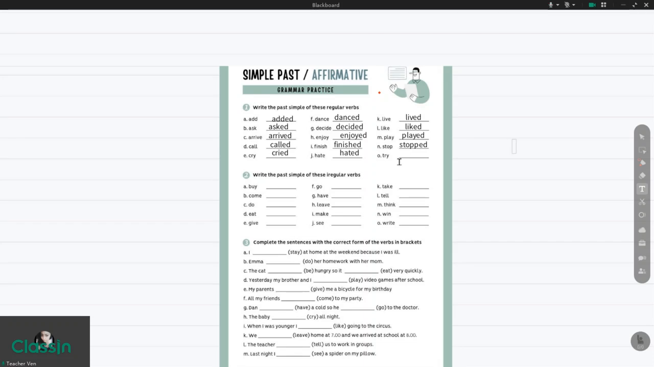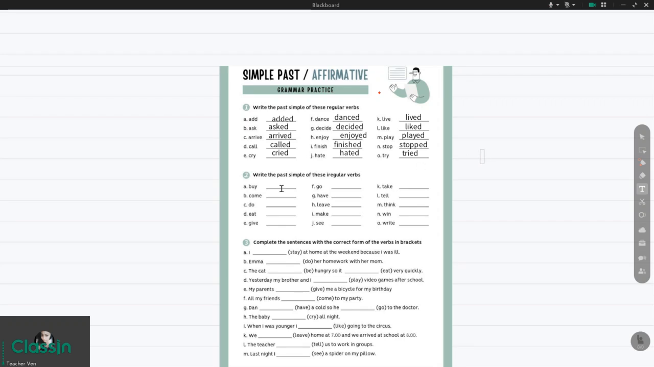So for this one, it's try. So what is the simple past tense of try? This is an irregular verb, right? So it means that it changes the word's spelling. Not to add ed, not to add d, but it changes the spelling. Okay, so let's try putting tried, right? Tried.